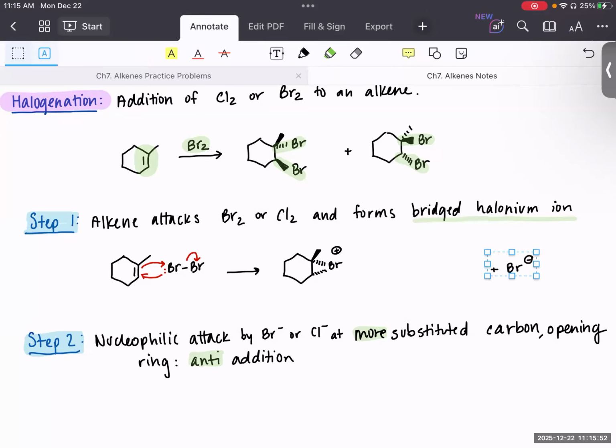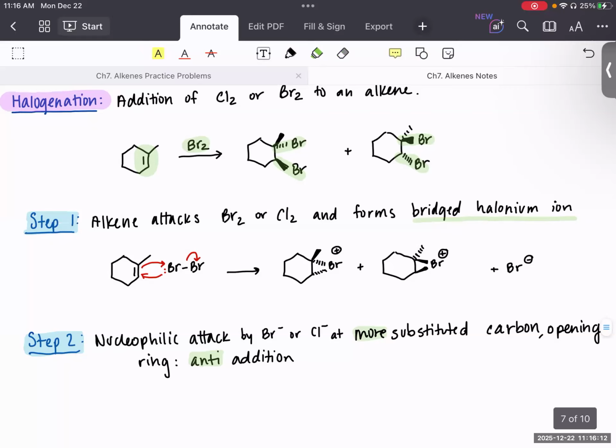And so here I'm actually going to draw both products that are formed in this step because this attack can come from either side of the alkene. And so half of the reaction will end up with that bridged bromonium ion being wedged and the other half being dashed. And so we end up with a mixture of stereoisomers here.